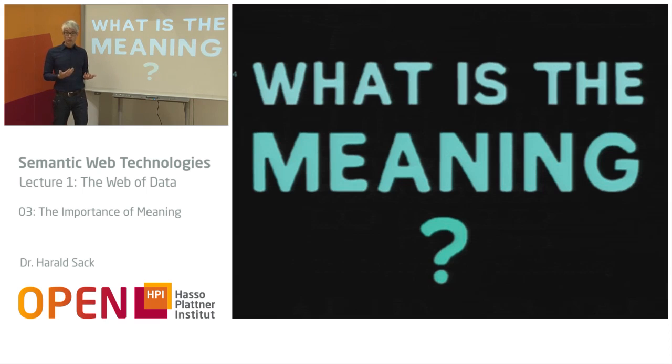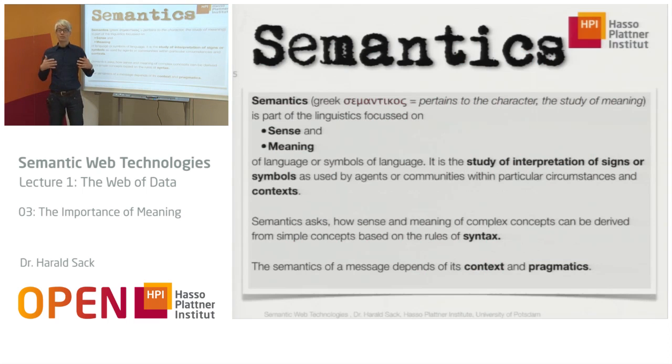And to cope with this question, we first have to talk about a few fundamental concepts. And the first concept we have to talk about is, of course, semantics. So the lecture and the course is called Semantic Web. So of course we have to talk about what semantic means. The word comes from Greek, semantikos, and it pertains to the character or the study of meaning. Semantics itself is part of linguistics and is focused on sense and meaning of language or symbols of the language. So it is the study of interpretation of signs and symbols from a language as used by agents or communities within particular circumstances and contexts.